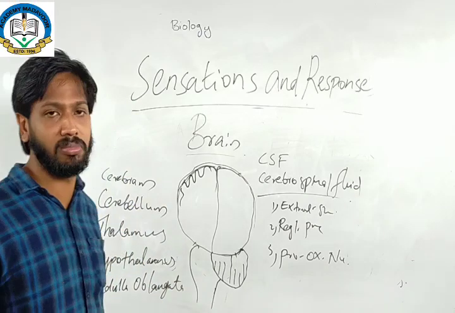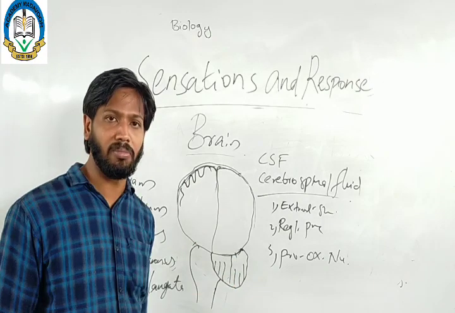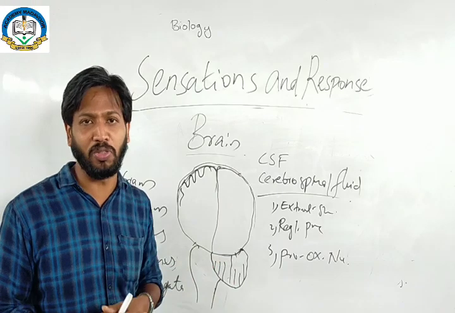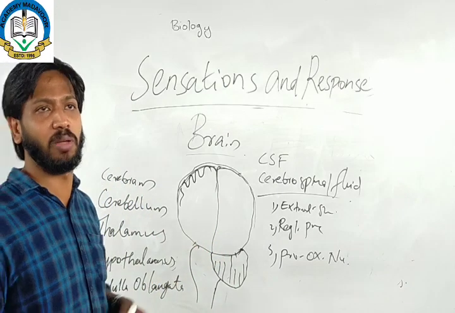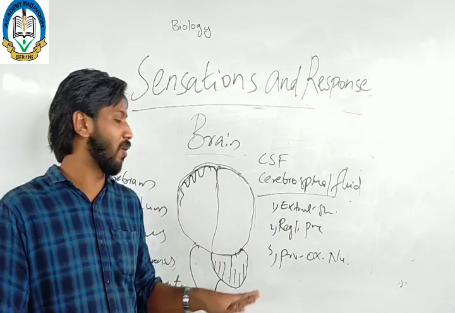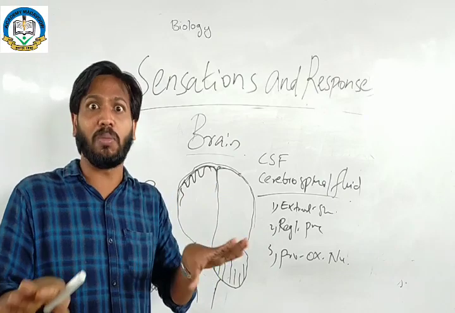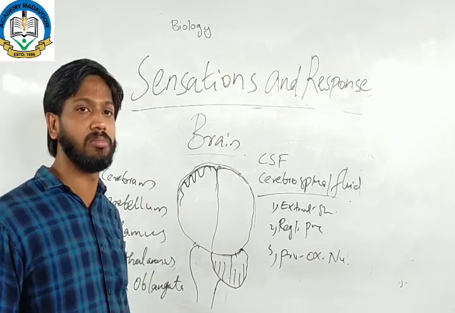Second one, cerebellum. Cerebellum is the lowest part, situated below the cerebrum, coordinating muscular activities and maintaining equilibrium of the body. It is the part that controls the balancing of our body. Coordinating muscular activities, maintaining equilibrium of the body. That is the first point of the cerebellum.